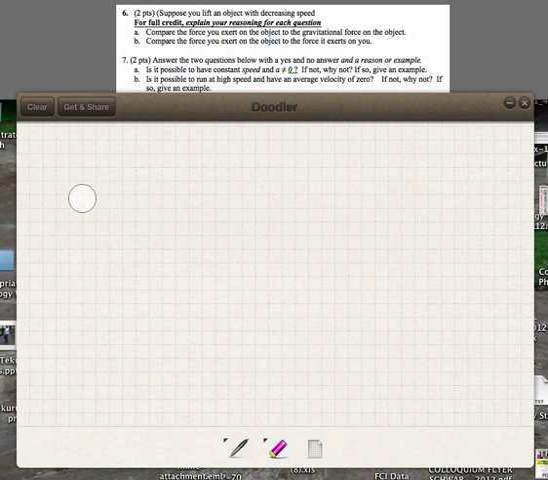What we have is my hand right here, holding this object up. And I'm exerting a force on the object, and that's the normal force, upward, right? And there's a force of gravity pulling downward on it, right?